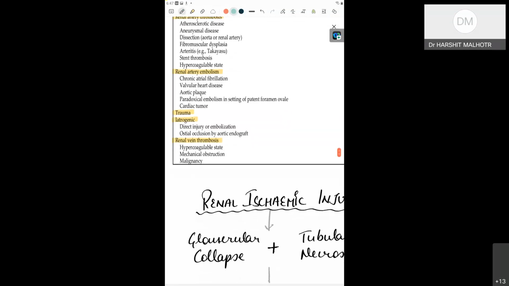And then coming to the renal vein thrombosis, per se, the common causes are hypercoagulable states, which are pregnancy and the use of oral contraceptive pills. Mechanical obstruction can be there because of a pelvic mass or intra-abdominal mass compressing and hence obstructing the outflow vein. And in malignancies, because malignancy per se is a hypercoagulable state.